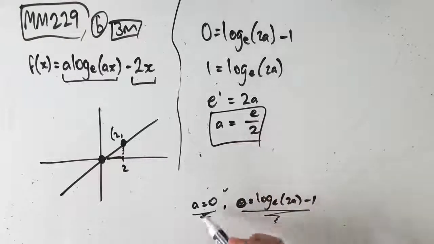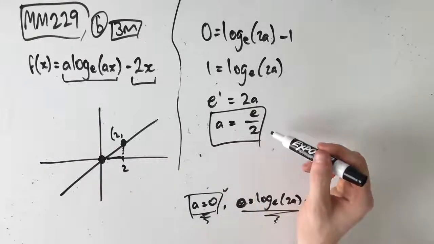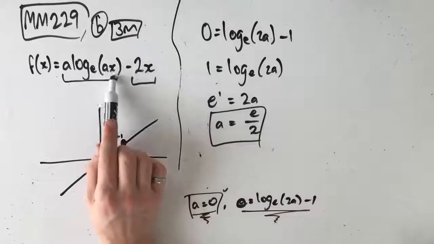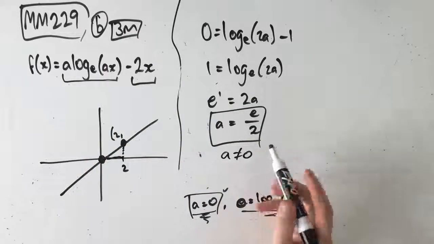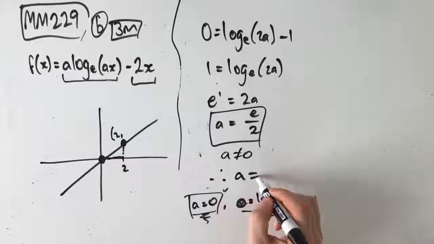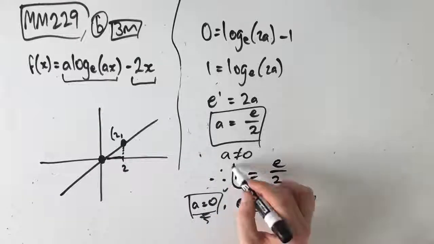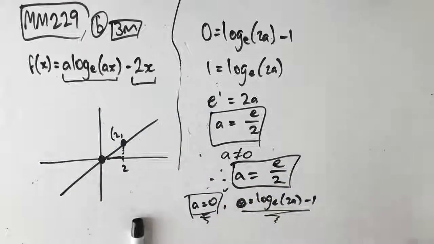Awesome. So we know that a is equal to 0 and a is equal to e on 2, but because a is inside our log over here, a cannot equal 0, right? So a cannot equal 0, therefore a is equal to e over 2. And that is our final answer.